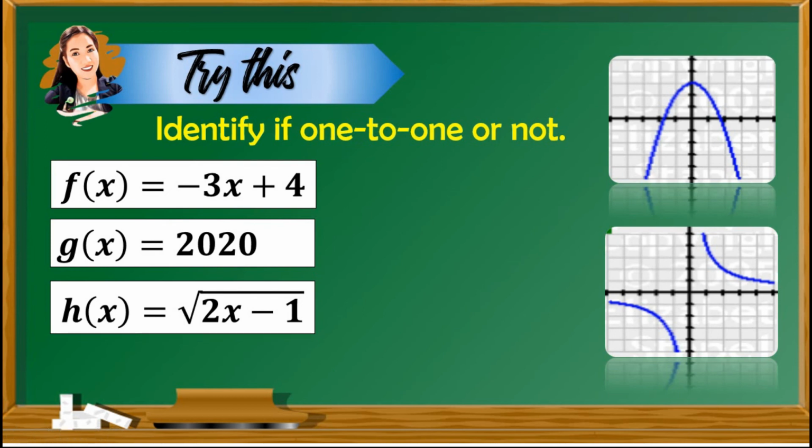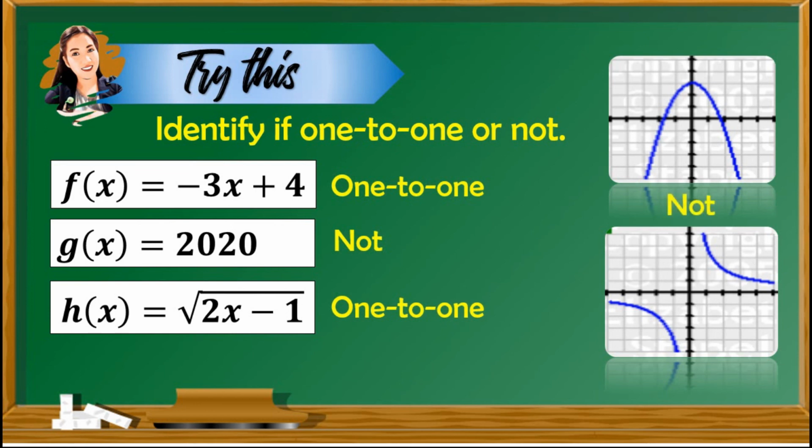Again, you may pause the video to answer the following items. Let's check it now. First, the function is one-to-one. Second, the function is not. Third, the function is one-to-one. First, it is not one-to-one. And the second, it is one-to-one. Were you able to answer all of the problems?